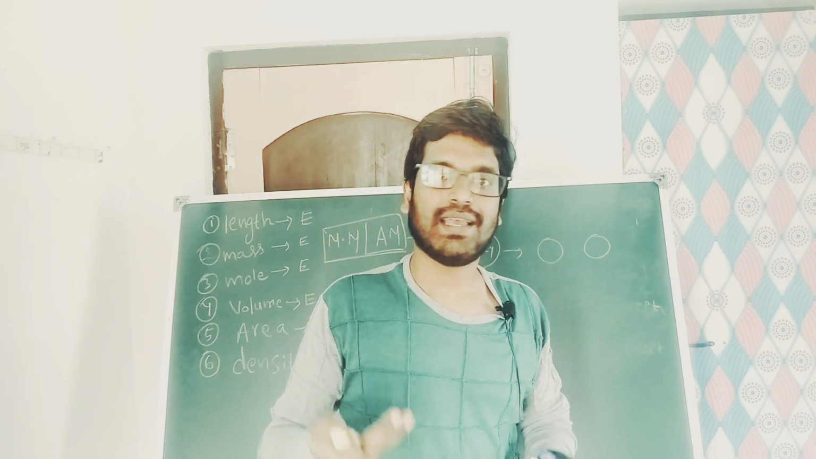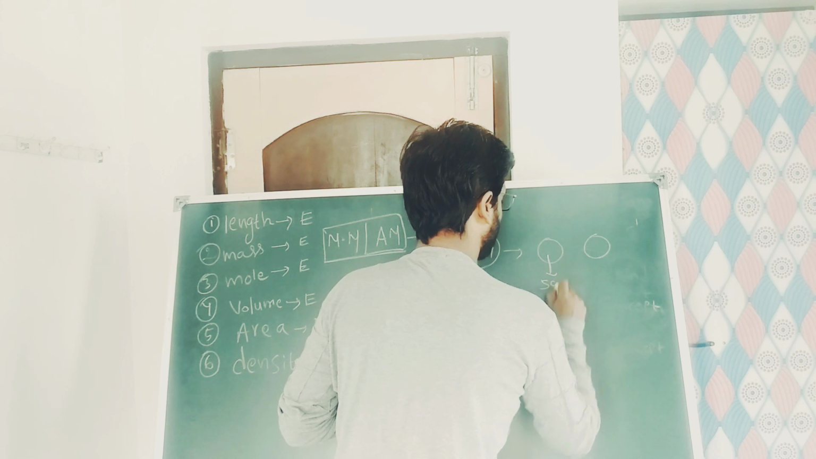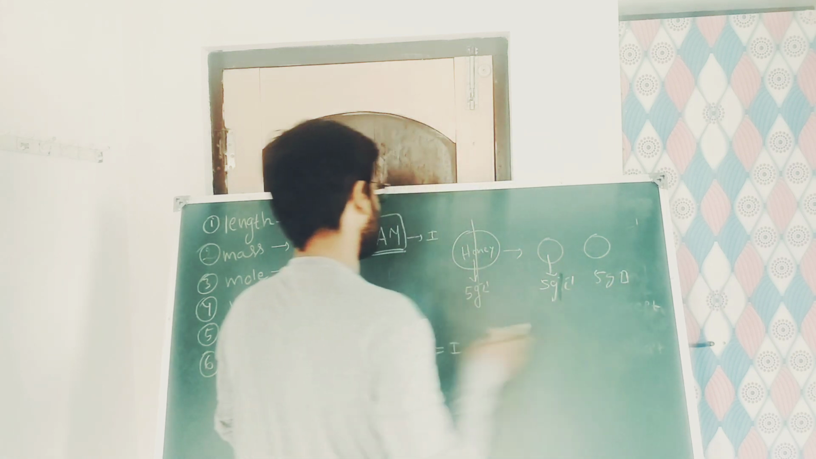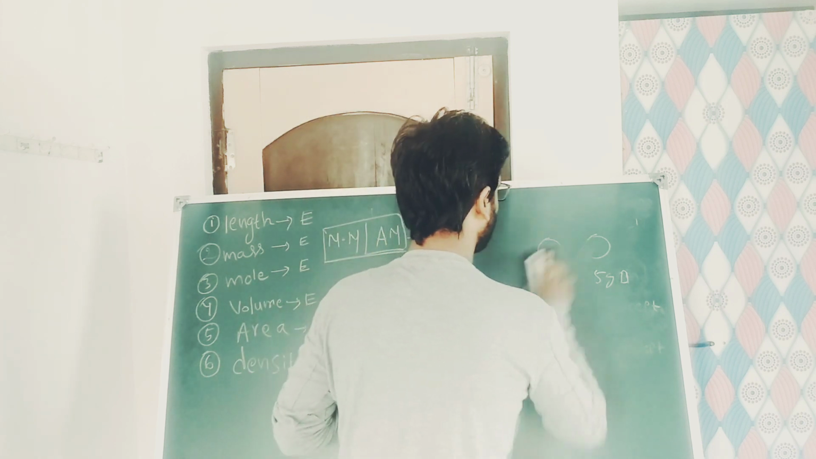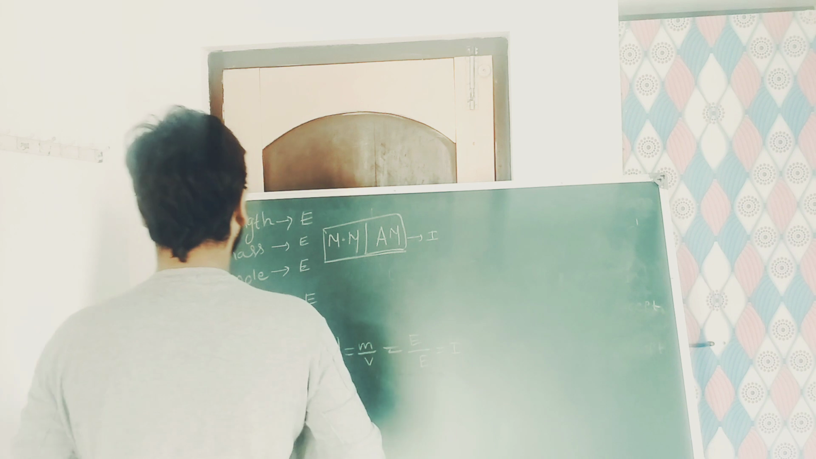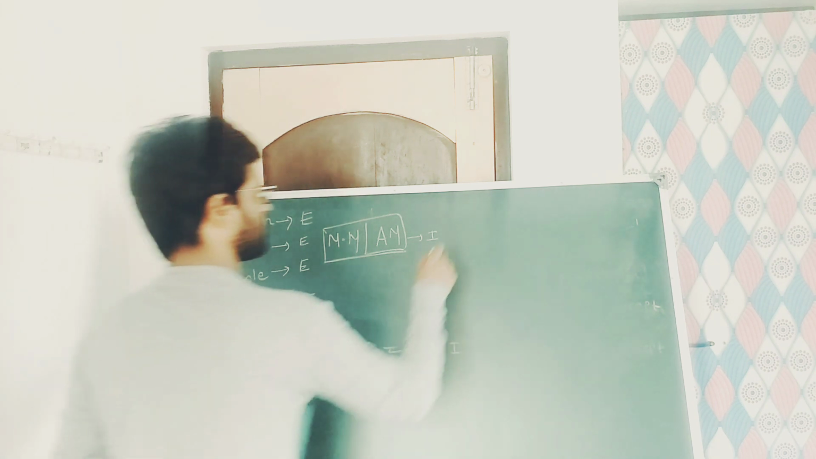Even if you divide me, blood density will not change. So density is the same. Here also 5 gram per liter. Here also 5 gram per liter. So density is an intensive property. Okay. So it has not been changing. So density is an intensive property. Right. So next one.